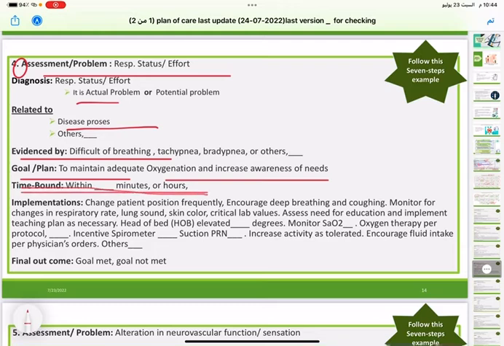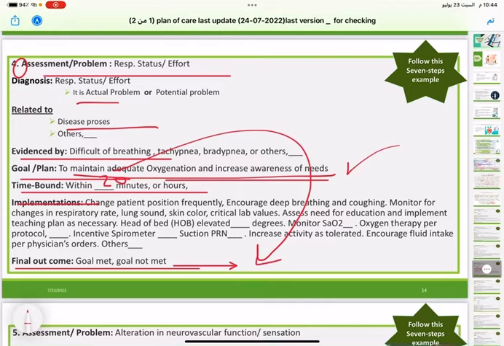So you write the time, very important, the time, within 20 minutes or within 30 minutes or within 1 hour. Then the implementation, what you will do for the patient so that you maintain this oxygen. Then the outcome, you can write the goal is met or not met, or at which time it's met. And then maybe you don't want to write goal met, you can write the goal itself, it's already maintained, so you can write the goal is maintained, okay? Maintained adequate oxygenation. You can write the goal itself, or you can write that it is achieved, or you can write the goal is met, okay? So this is mostly about this part.